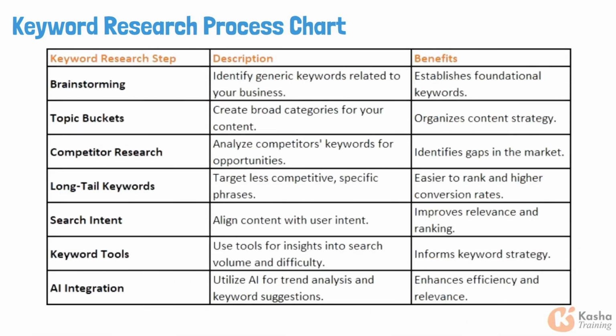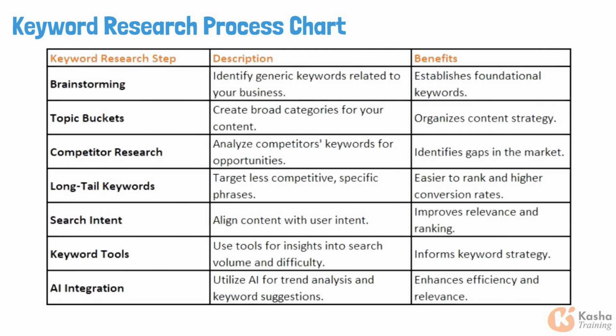Keyword research step, description, benefits. Brainstorming: identify generic keywords related to your business. Establishes foundational keywords. Topic buckets: create broad categories for your content. Organizes content strategy. Competitor research: analyze competitors' keywords for opportunities. Identifies gaps in the market.